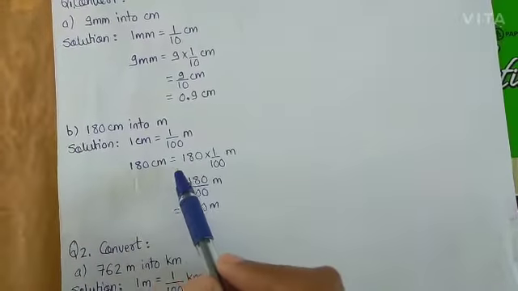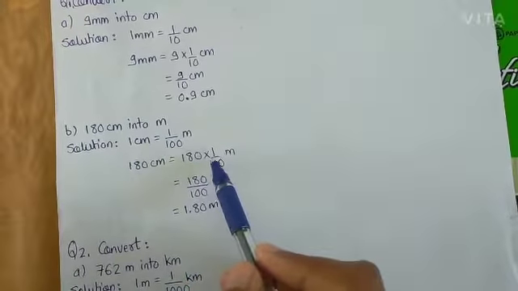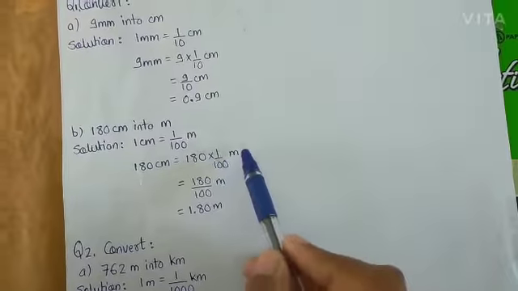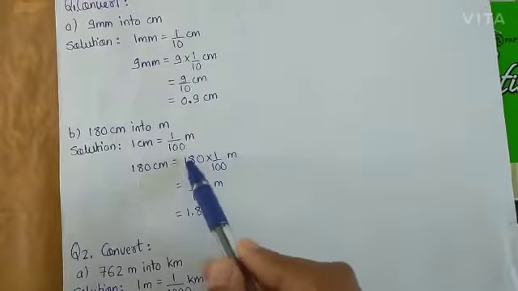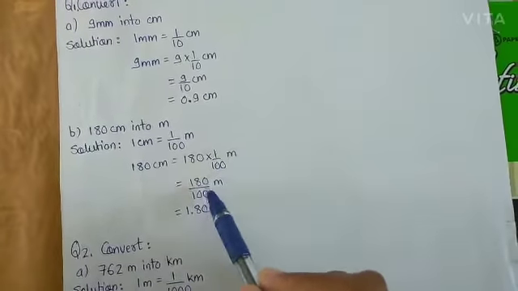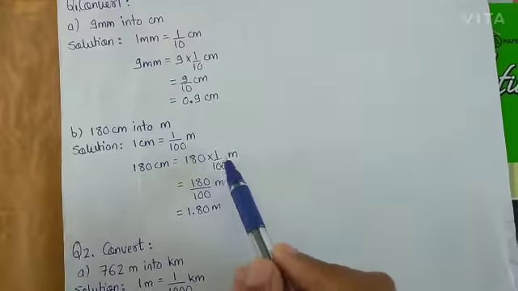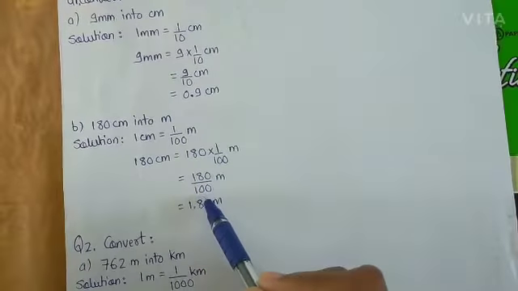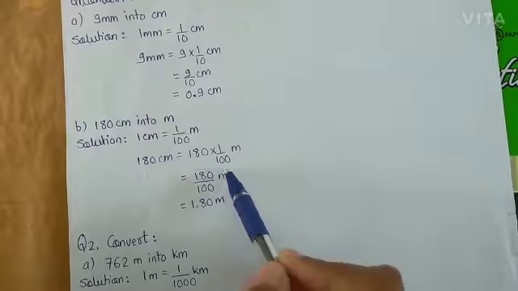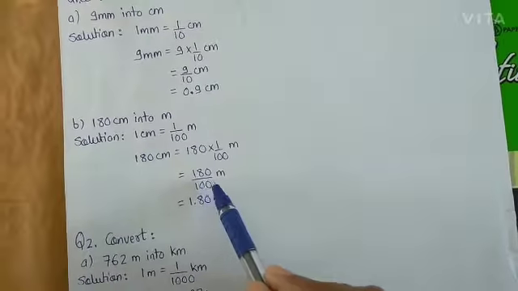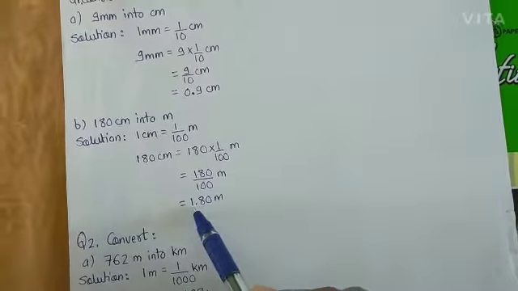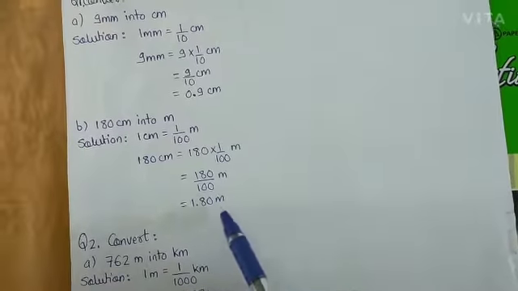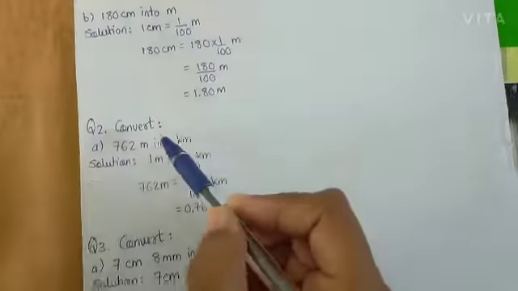So 180 centimeter is equal to 180 into 1 upon 100. Now this will convert into meter. 180 into 1 upon 100, we can write it as 180 upon 100 meter. Now 180 upon 100 is equal to 1.80 meter. Now let us solve one more question.